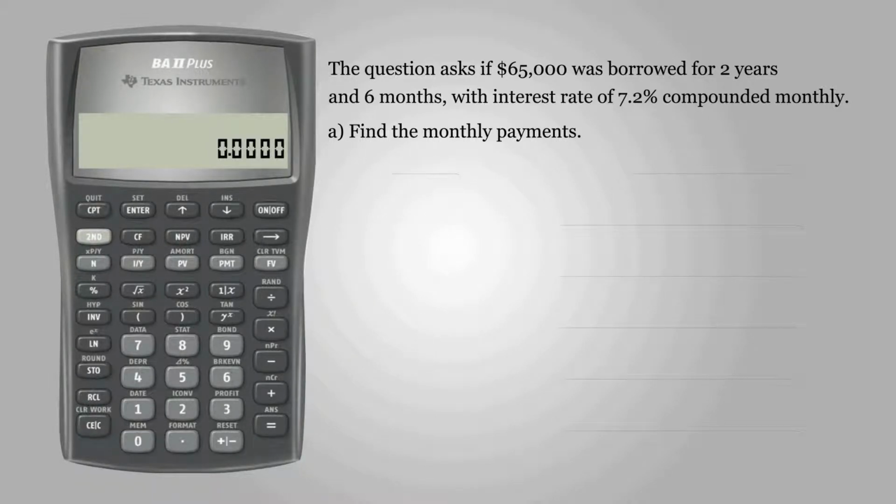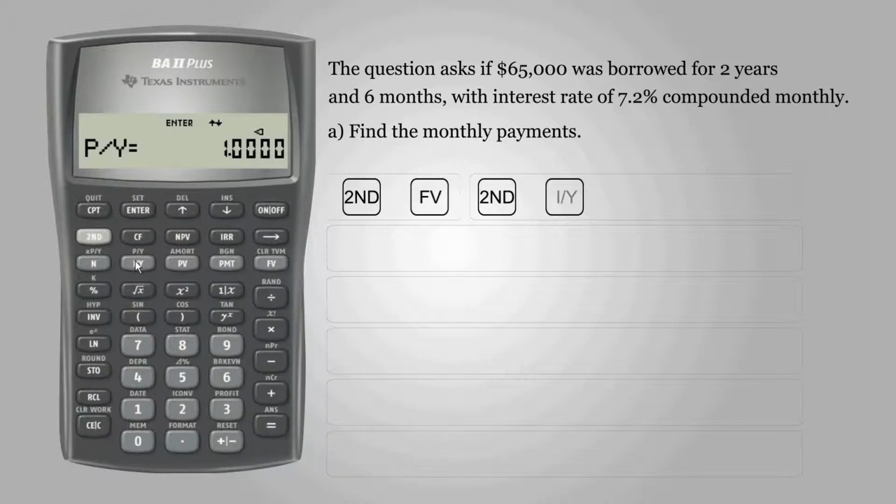First, we need to set all variables to defaults, so press second and FV to clear TVM, or time value of money. Then we need to set the number of compounding periods per year, CY, and the number of payments per year, PY. So press second, IY, and set the PY to 12, since the question asks for monthly payments, and enter. For CY, press the downward arrow.